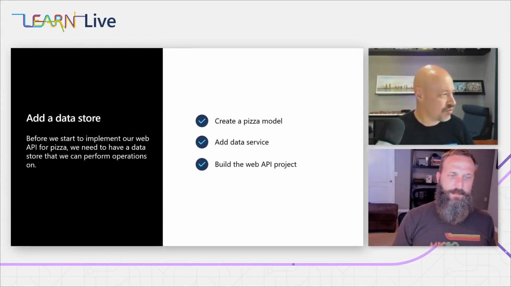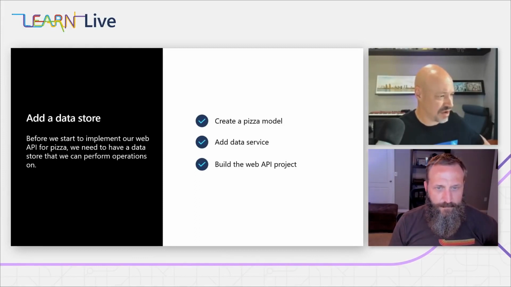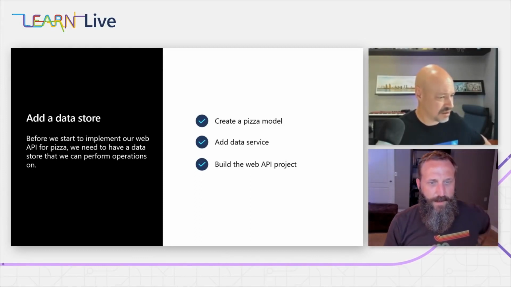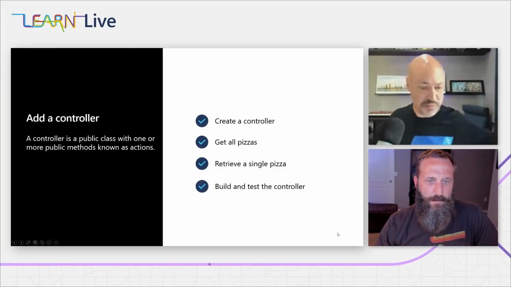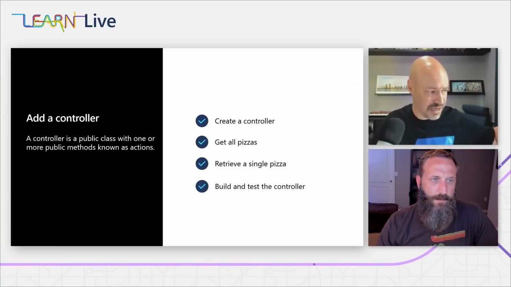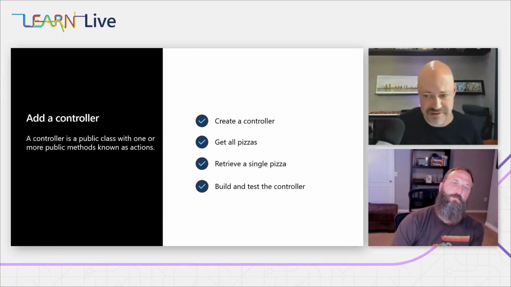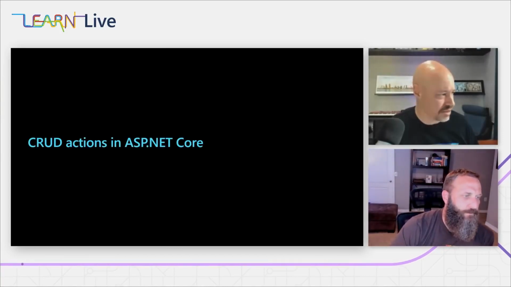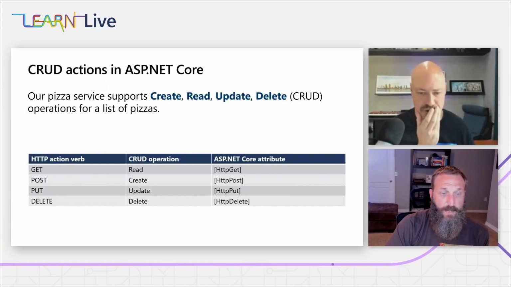Okay, so let me see. Create a pizza model, build the web API. We did all that. So now I add the controller, and at this point we're only doing the get for a single pizza. Now we're going to talk through some CRUD stuff, and then we'll actually build that out. I'm going to work through these CRUD operations. I think we can go pretty quick through this.